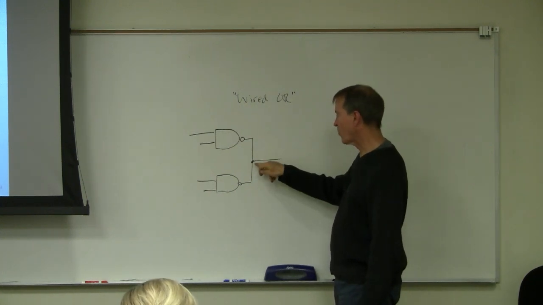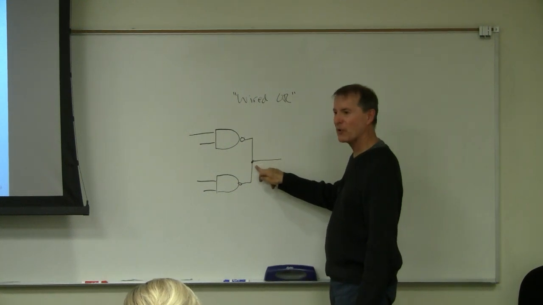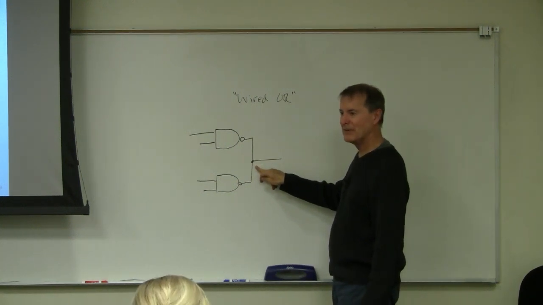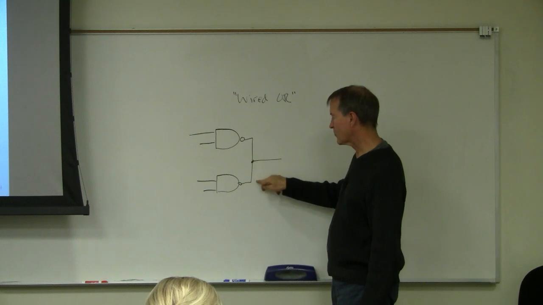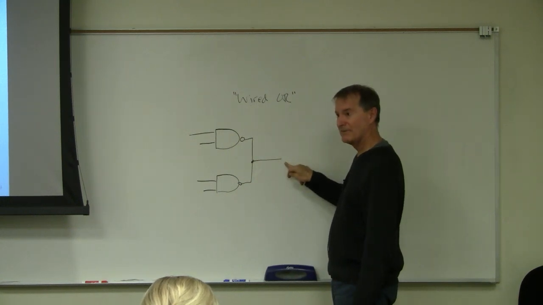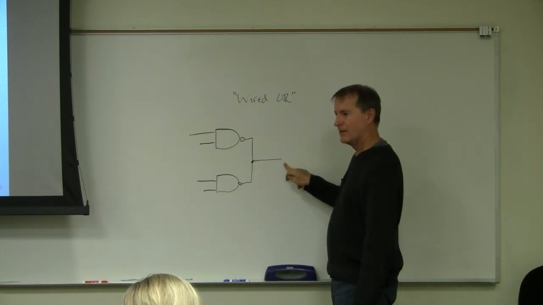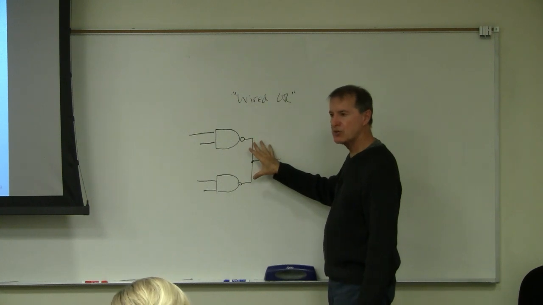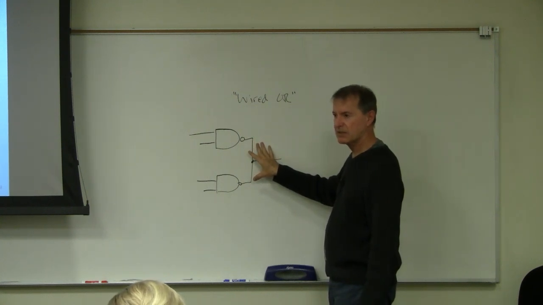Because if you wire these together, it acts like an OR, and you don't actually need an OR gate. So if one of these is 1 and the other one is 0, this will be 1. And that depends on the NAND gates? No, that depends on the technology behind the gates.